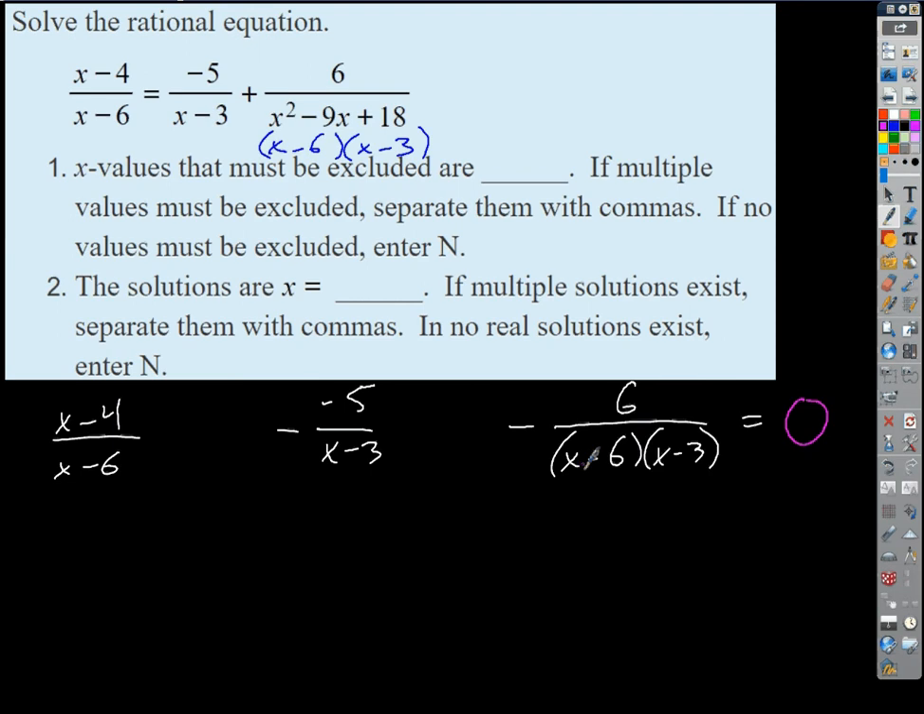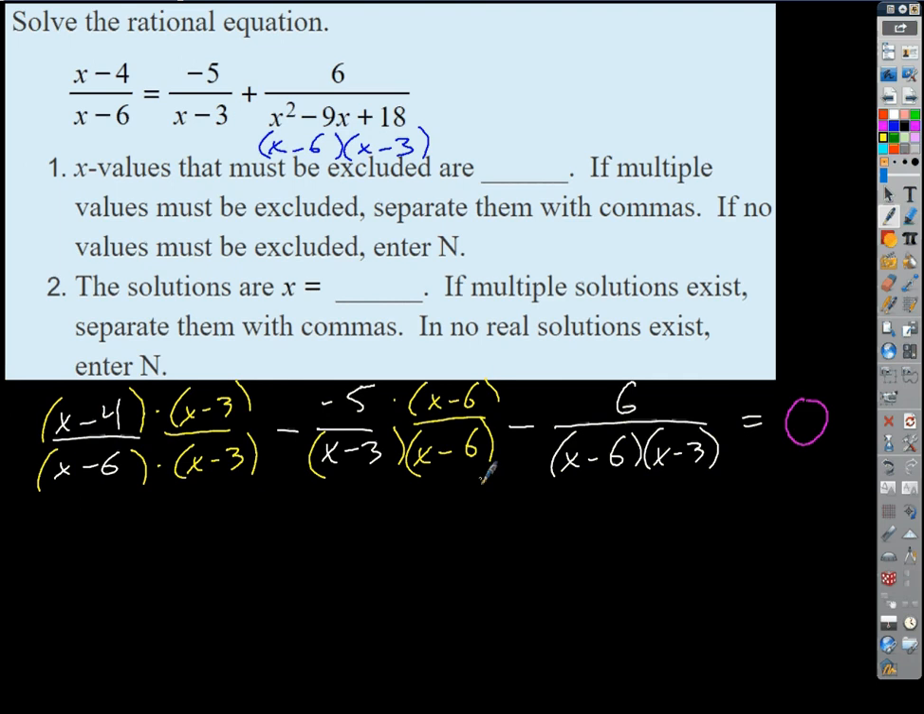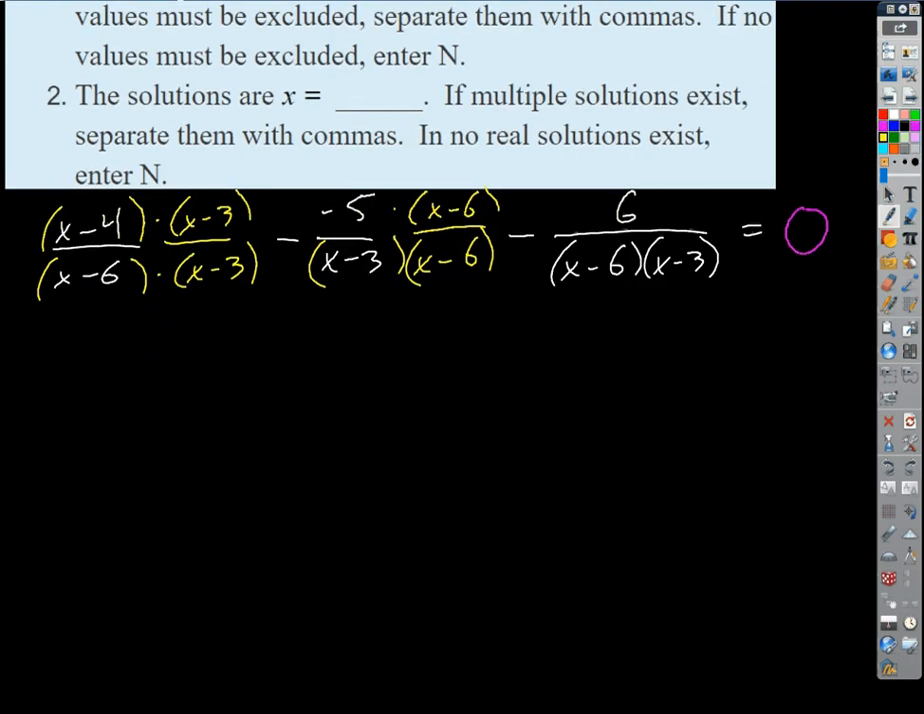Okay, so what do I have to multiply the first one by to get my common denominator? Aha, x minus 3, top and bottom, right? Right, everybody agree? Now I've got the same denominator as I have there. What about this guy here? Multiply by x minus 6. Right? Okay, now look, I've got common denominators. So I'll write it as one big denominator, right?